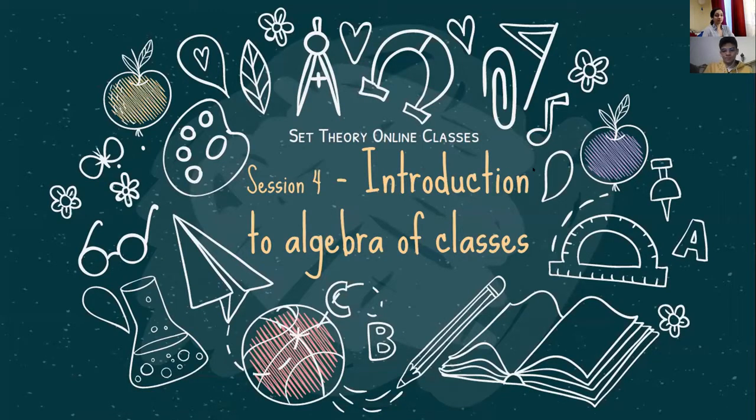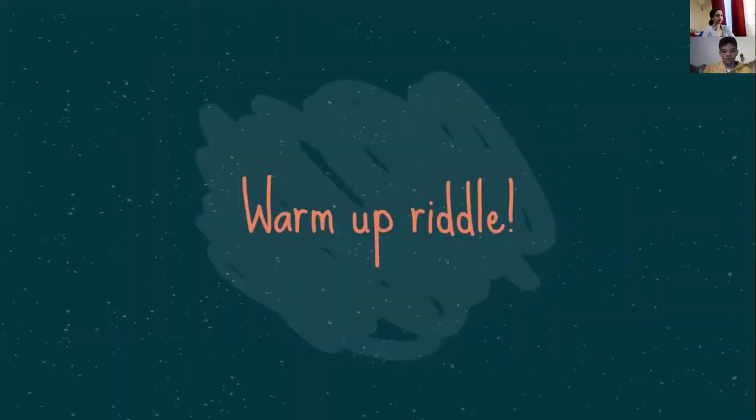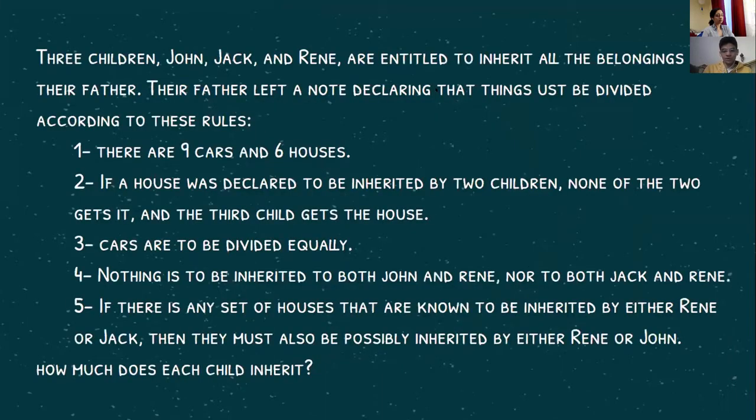Okay, so today we'll speak about some algebra in classes, so some algebraic operations on classes. First we'll start with a warm-up riddle. The riddle says that there are three children, John, Jack, and Renee, and they are all entitled to inherit the belongings of their father.